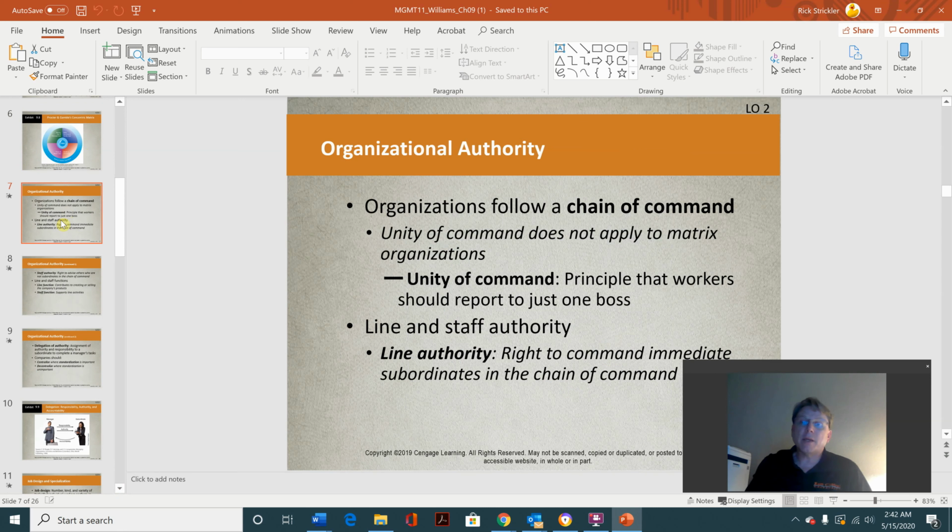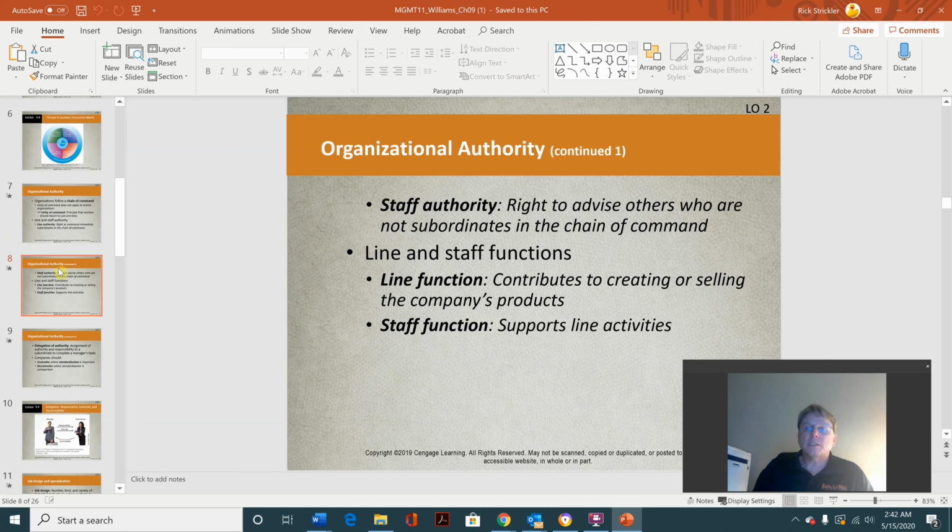Organizations follow a chain of command, unity of command, the principle that workers should report to just one boss. Line authority is the right to command immediate subordinates in the chain of command. Staff authority is the right to advise others who are not subordinates in the chain of command. So, in other words, human resources can advise people in different departments, even though they're not in a direct line.